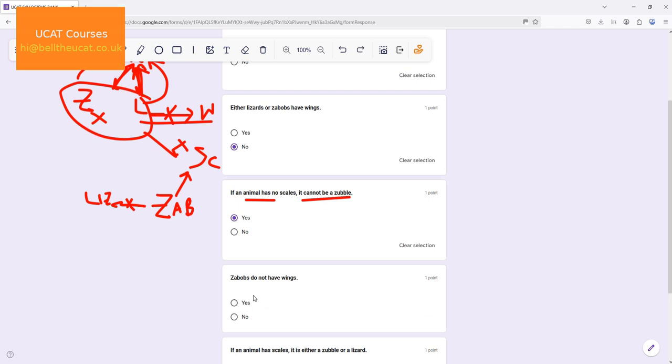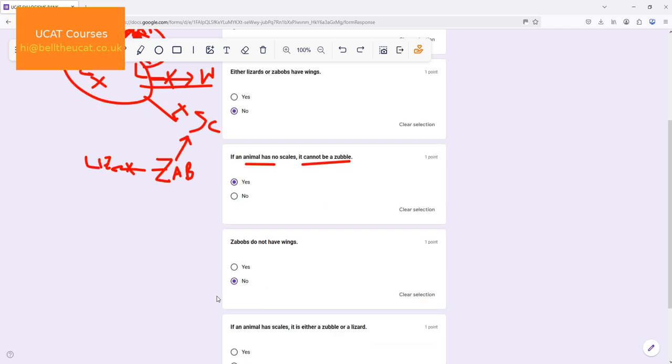Zaboobs do not have wings. Answer is no. Right, okay. We don't know. Why? Because of lack of information. All I know is the zaboobs have scales. I don't know anything about them. The zaboobs do not have wings.